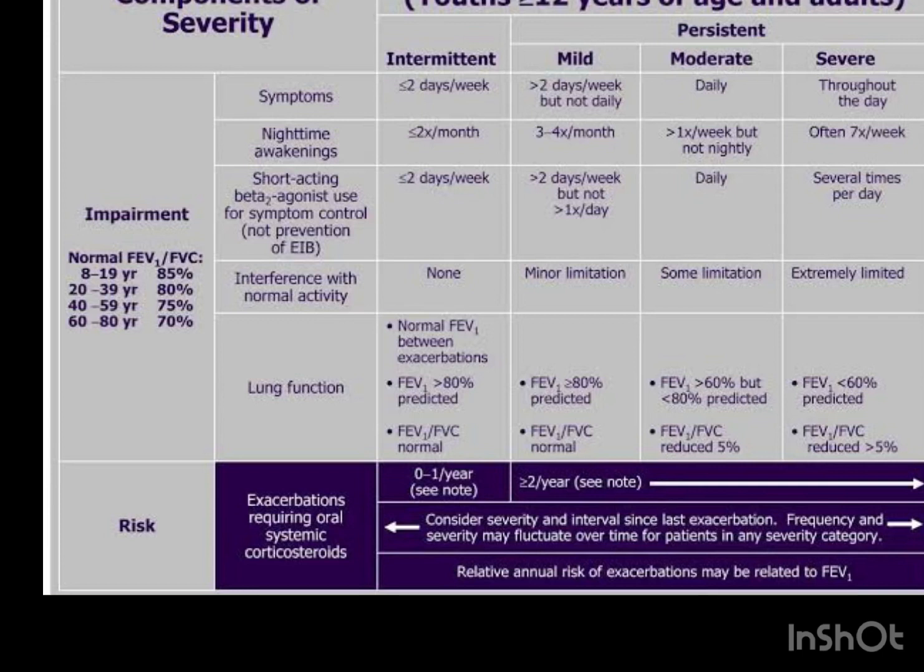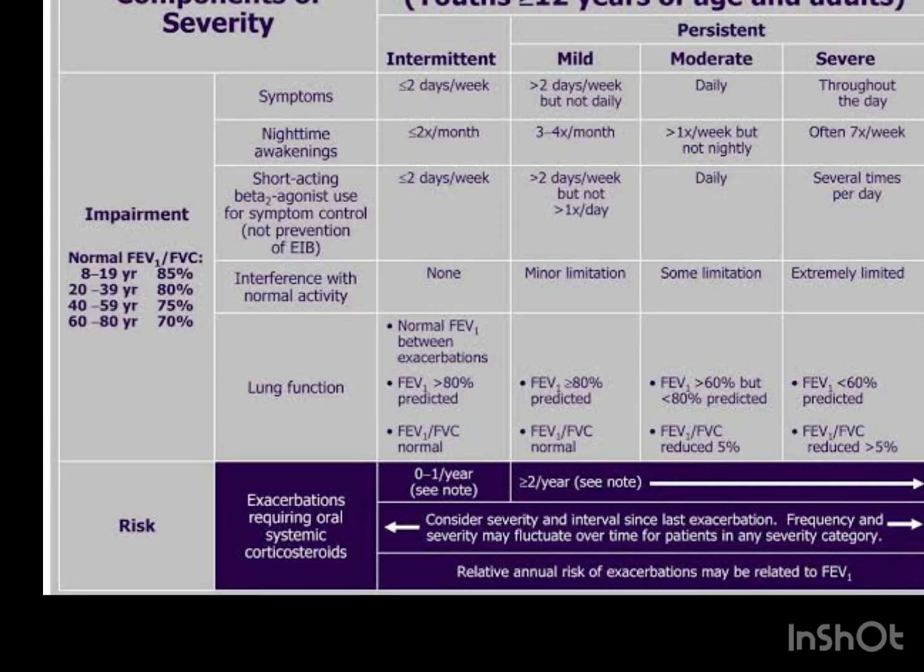Intermittent asthma is said to be when the symptoms are less than 2 days per week and the use of beta 2 agonist is less than 2 days per week. Similarly, less than 2 times per month nighttime awakenings will be in intermittent asthma, while the interference in normal activity and the lung function test will not be affected.